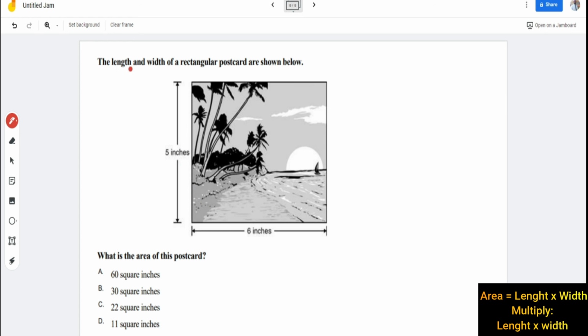The length and width of a rectangular postcard are shown below. We have length 5 inches. I mean, this is the width, this is the length. You multiply this by this, and what is it here? So good luck. Pause the video anytime. And remember, area is to multiply the length times the width or the width times the length.